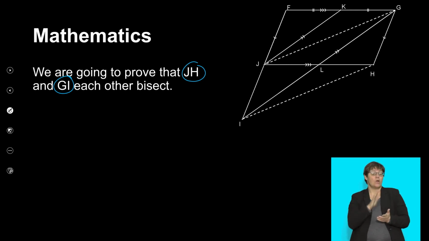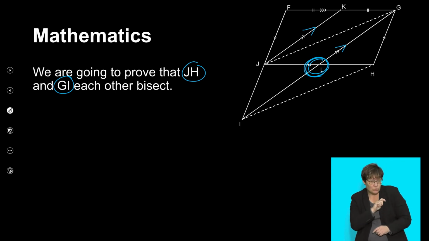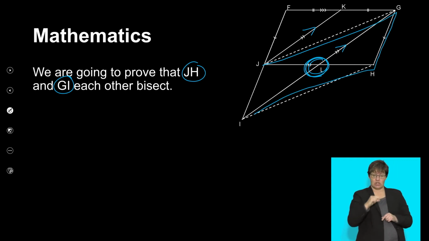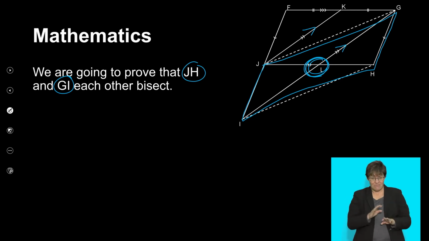So if I want to prove that these are bisecting each other, that's JH and GI. So this point here must be a point of bisection, right? But now, what do I know so far? I know that this side is twice that side, right? So if that is the case, then I will need to see whether JGHI is a parallelogram or not, because if it is, then I will have proven what they want me to prove.